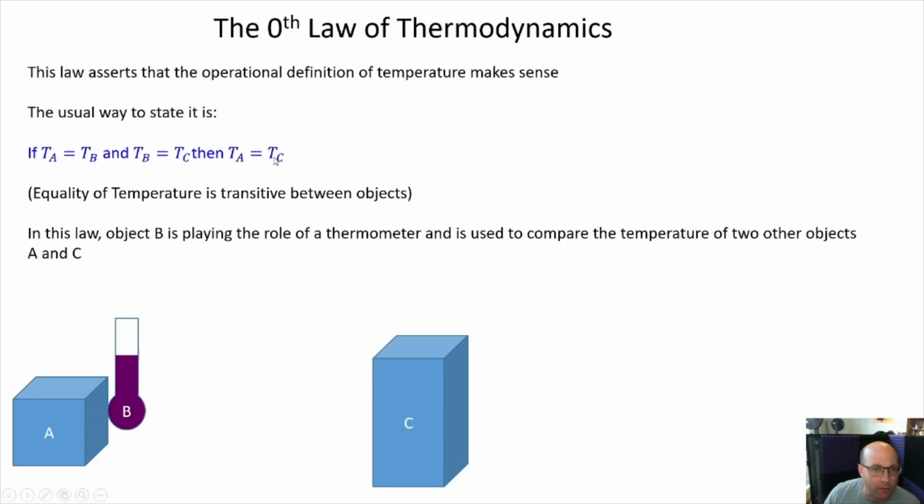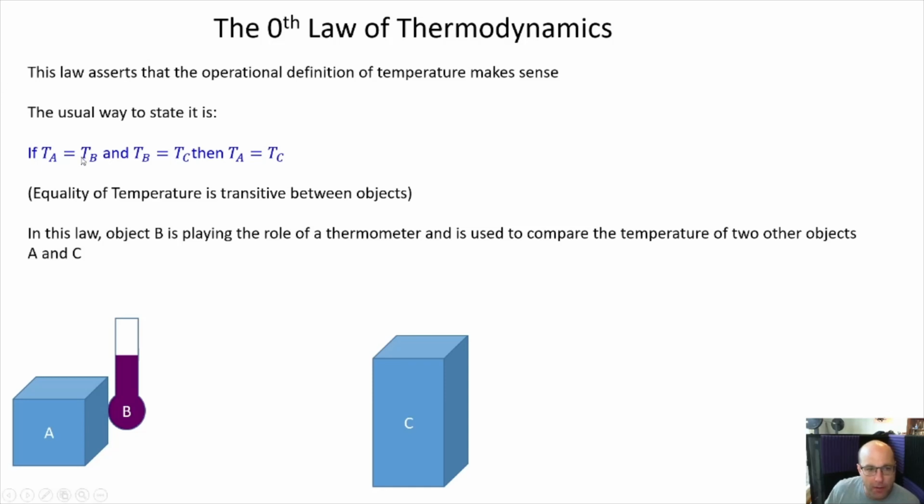The traditional way of stating the 0th law of thermodynamics is in blue here, and it says that if you have an object A and the temperature of A is equal to the temperature of some other object B, and if you also have TB is equal to TC, then you know TA equals TC. And so in math, you would probably call this the transitive property of temperature.